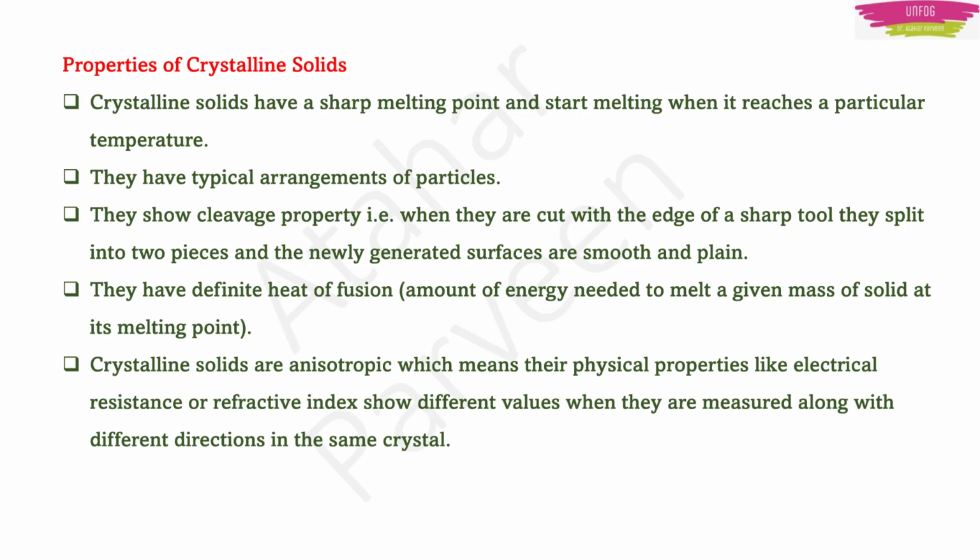Another speciality of crystalline solids is that they are anisotropic. Anisotropic means their physical properties, for example electrical resistance or refractive index, show different values when you measure along different directions in the same crystal. Now, what are the different directions? I told you, right? X, Y and Z axis. When you measure these physical properties in different directions, you will find them to be slightly different. That's why we say that crystalline solids are anisotropic. Okay, very important point. They can ask it as a multiple choice question.